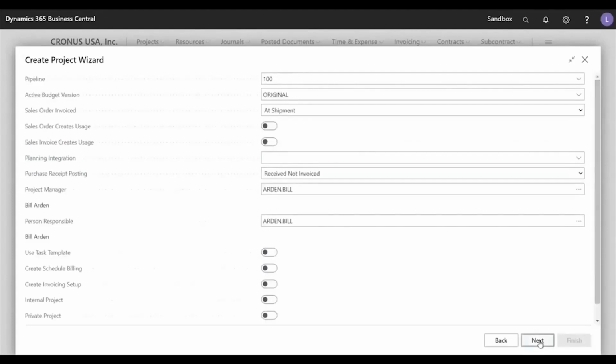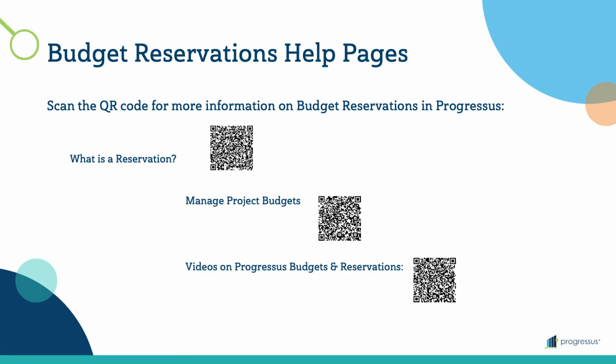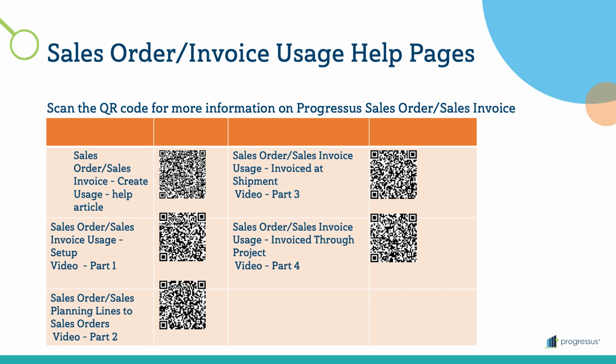The third page of the Project Wizard has fields related to establishing budgets, generating sales orders, and processing purchase orders. Budgeting can be converted to planning lines, which can be used to generate purchase orders and sales invoices. These fields are critical to configure if you intend to use the budget and reservations features of advanced projects. For more information on budget and reservations, see this link. For more information on sales orders and sales invoice usage, see this link.